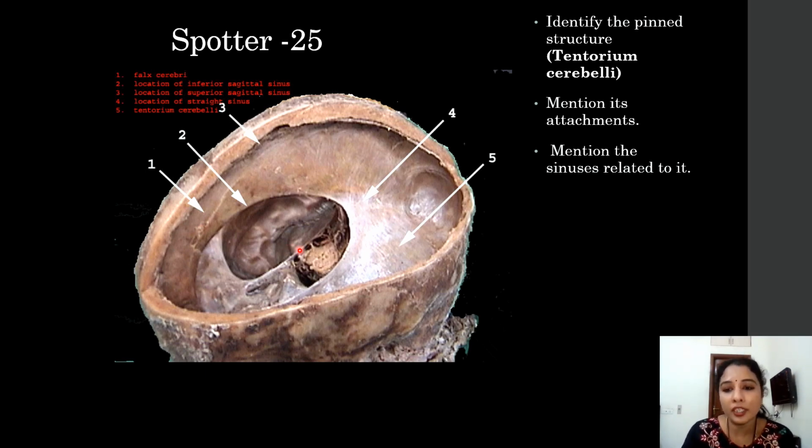Moving on, spotter number 25 is tentorium cerebelli, which is a tent-like structure that separates the cerebellum from the rest of the brain. It forms the roof of the posterior cranial fossa. You can see one side of the tentorium cerebelli, and above you can see that it is continuous with the falx cerebri, which we just now discussed. This is the falx cerebri, with the anterior side and the posterior broader end, which is continuous with the tentorium cerebelli.